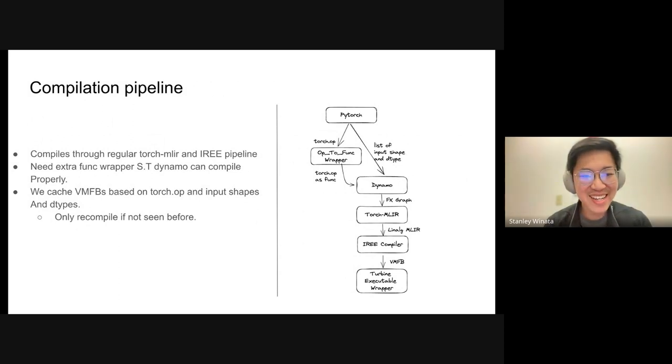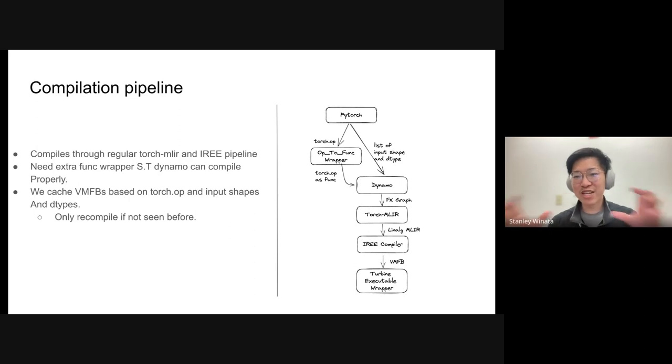Well, so now we're at the compilation pipeline. So how does this get compiled? Essentially, let's go through regular IREE or Torch level compilation. So we go from PyTorch, and then we feed the Torch op and a list of input shapes and dtypes into Dynamo. For the Torch op, we actually need to wrap it around a function, just because Dynamo is not very happy with a regular Torch op being simply exported. We use dynamo.export. So if you feed torch.op directly into dynamo.export, Dynamo won't be very happy about it.